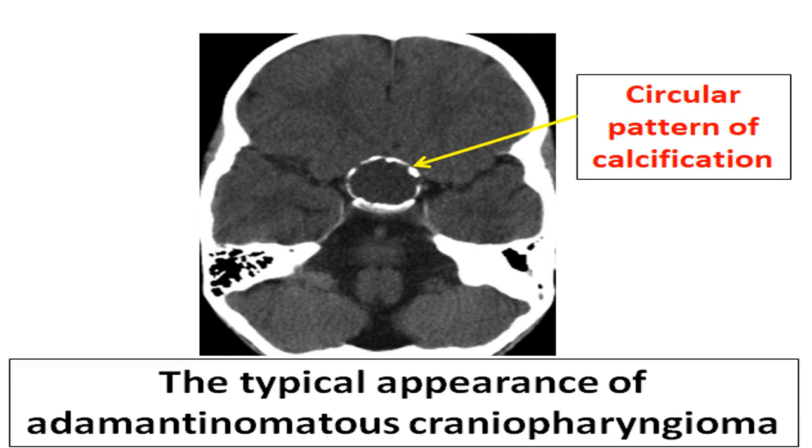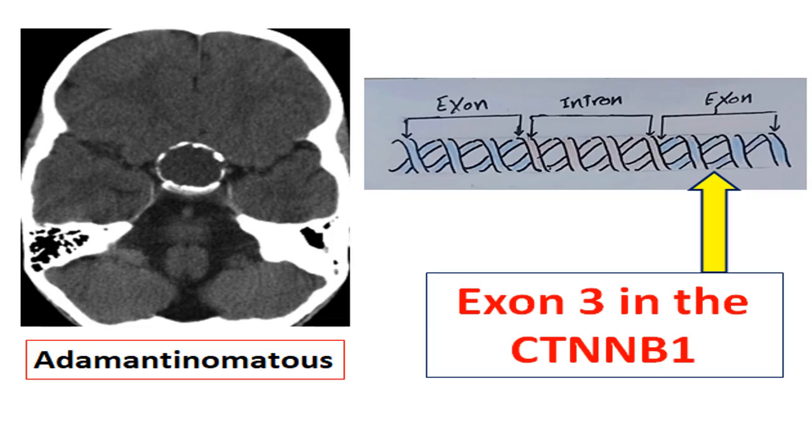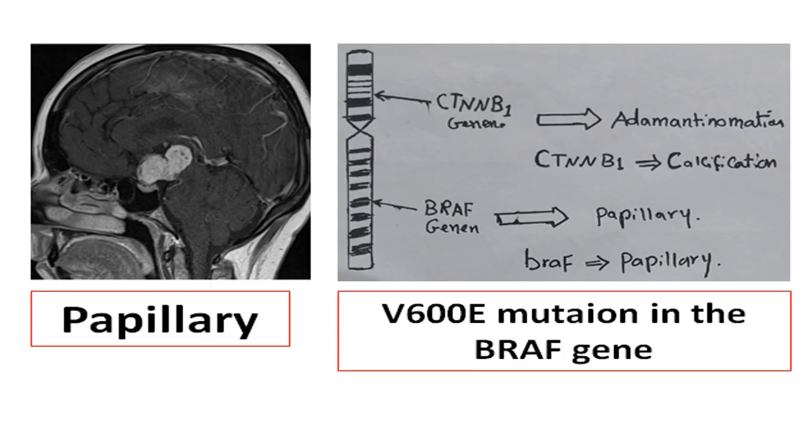The genetic mutation here is in exon 3 of the CTNNB1 gene that encodes beta-catenin protein. This protein ensures the integrity of cell-to-cell junctions. This type is more common in children. As regards the papillary phenotype, when you hear the word papillary, you will expect that there is a capillary network over a fibrovascular support, and this is right. This type of craniopharyngioma is less common and occurs in the adult age group.